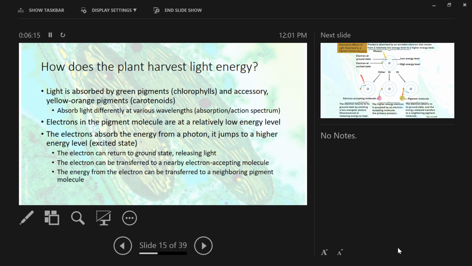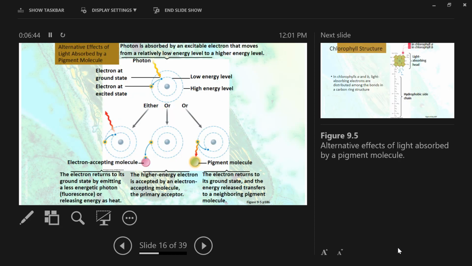What's the final electron acceptor in the light-dependent reactions of photosynthesis? Oxygen's the final electron acceptor in cellular respiration. The final electron acceptor is NADP+, right? In the light-dependent reactions, it'll take those electrons over to the light-independent reactions, and then the final electron acceptor is what gets reduced during photosynthesis? Carbon. Carbon dioxide.